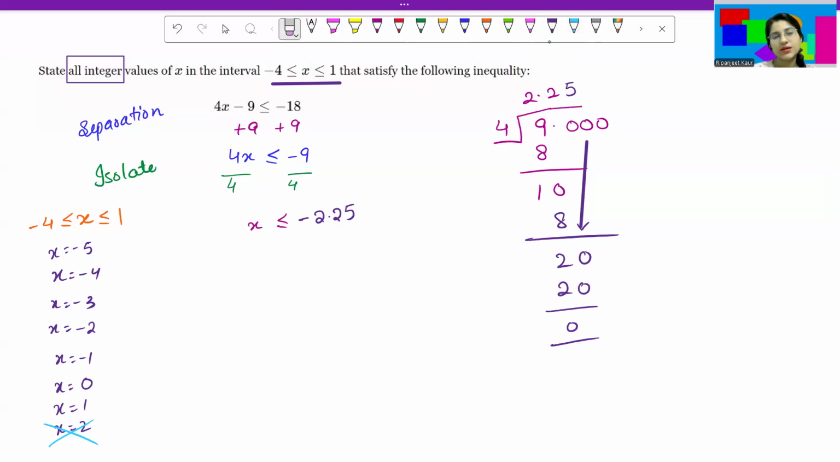X equals 0, yes. X equals negative 1, yes. X equals negative 2, yes. X equals negative 3, yes. And x equals negative 4, yes. X equals negative 5 is satisfying? Yes. Can you tell me how is this satisfying? Because it's less than negative 4.